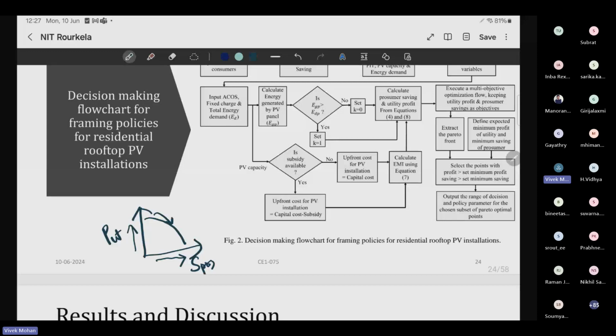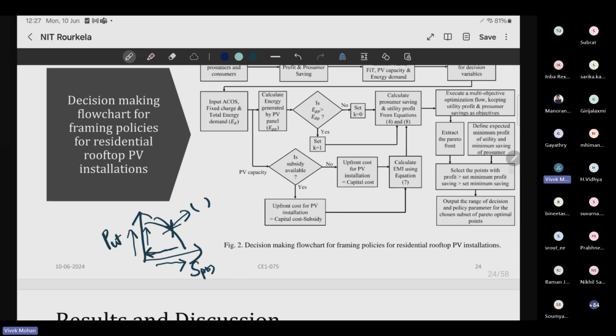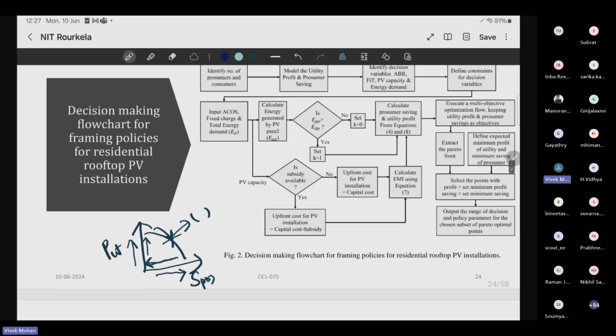You want to maximize it, right? The savings and profit, right? So what we are trying to do is, if your savings is less, savings of the prosumer is less, automatically the profit is increasing. That is what happens. But what we need is a compromise solution, which may be here. We don't know. We have to execute the Pareto optimization algorithm and then find the Pareto optimal solution. So we are finding a point at which both the prosumer and the utility are in a win-win situation.